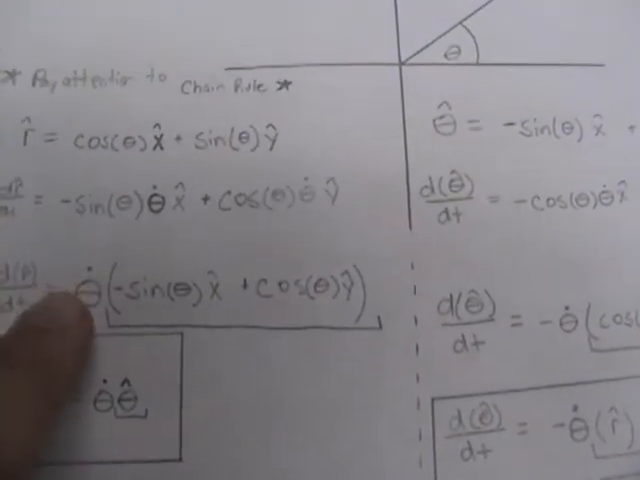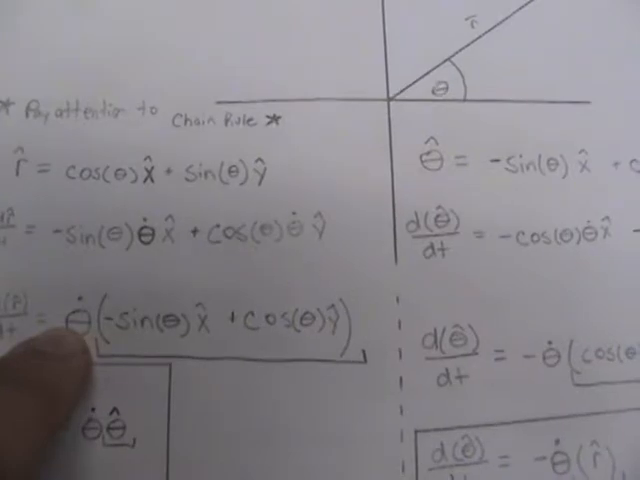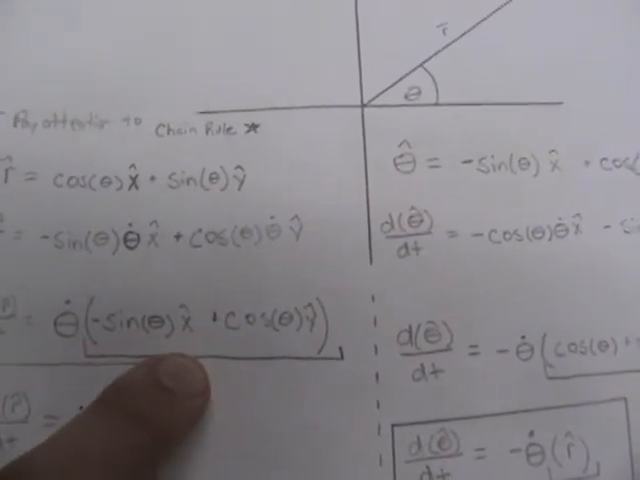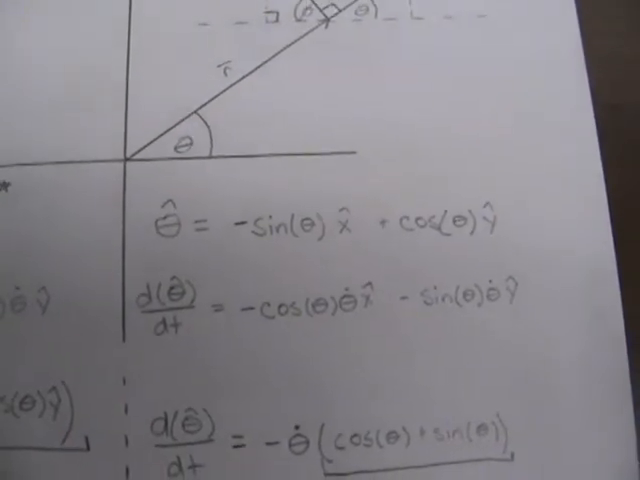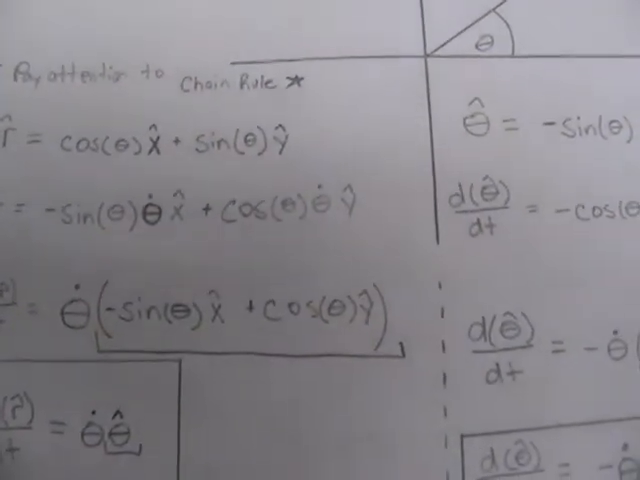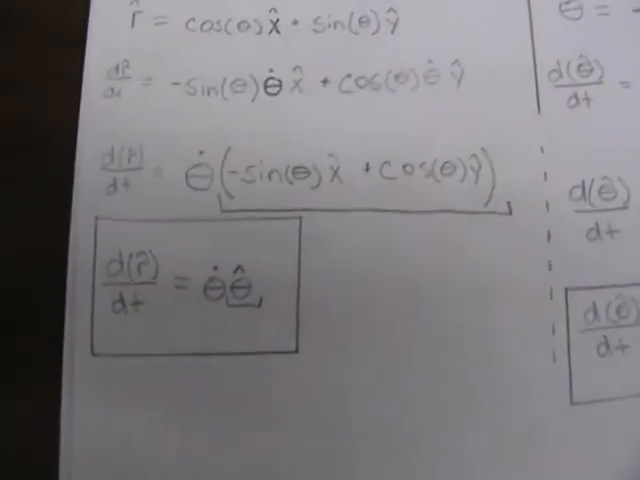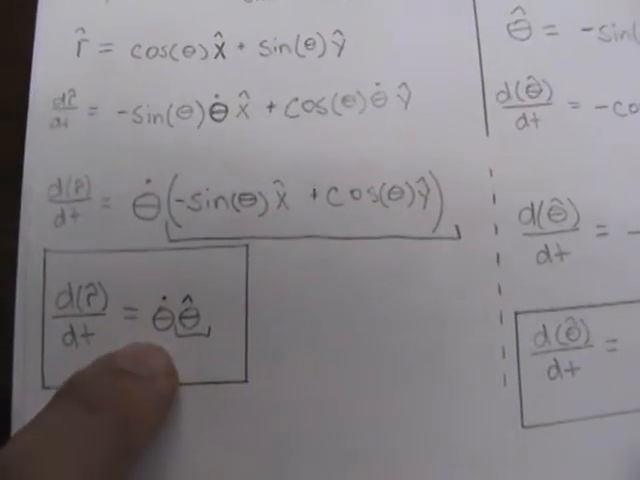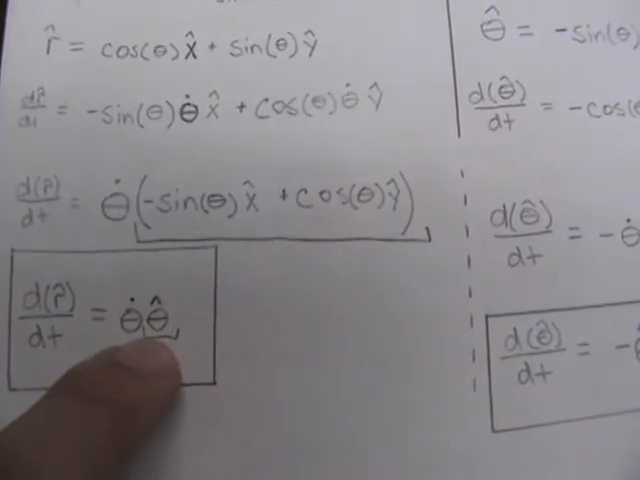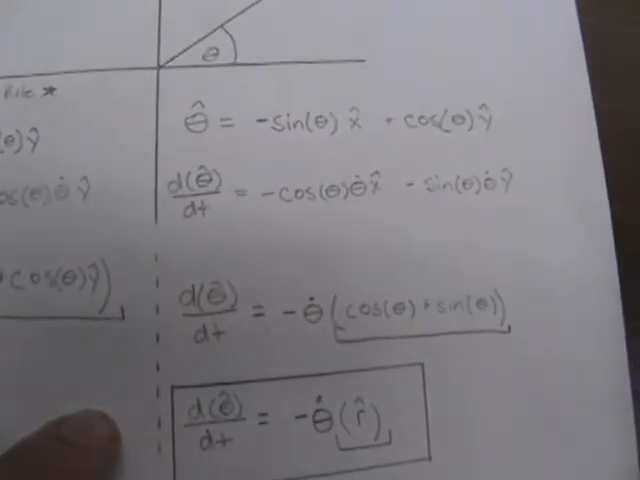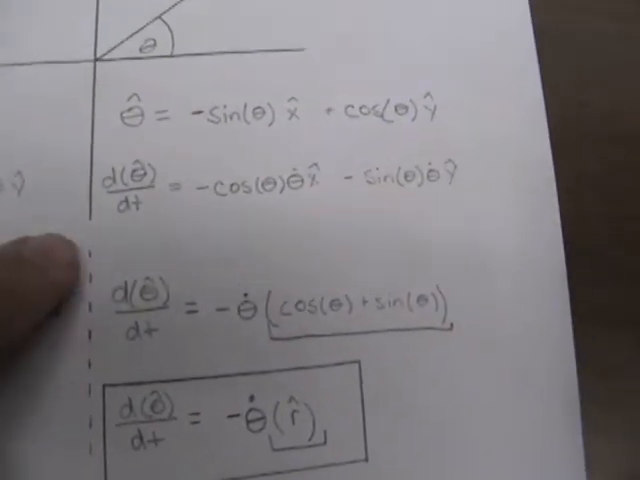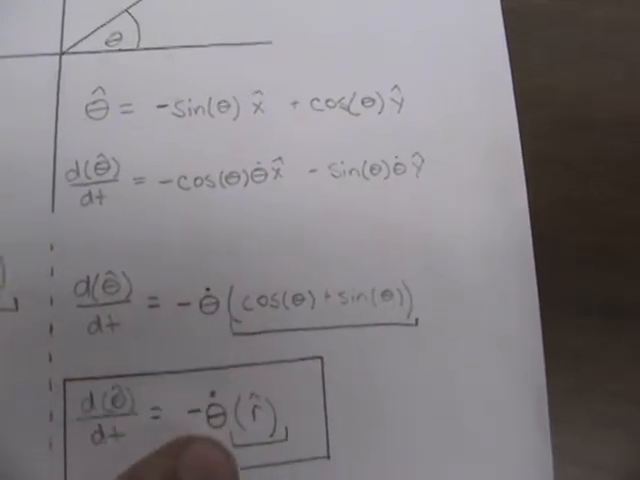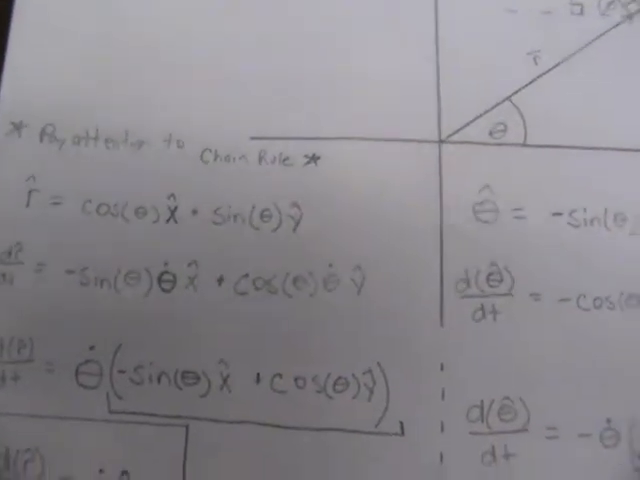And then if we factor out this theta dot, we're left with this expression, which if you look over here, is equal to theta hat. Negative sine theta x hat, cosine y hat. There it is. And then we'll have this is equal to theta dot times theta hat. Same process, again, not too complicated, follow it through, and you could factor out negative theta dot, and then this expression here is r hat. And again, pause it to work through that.